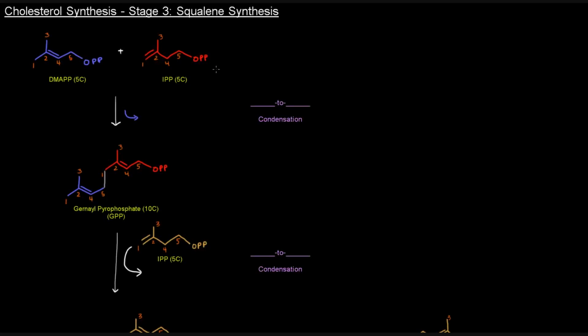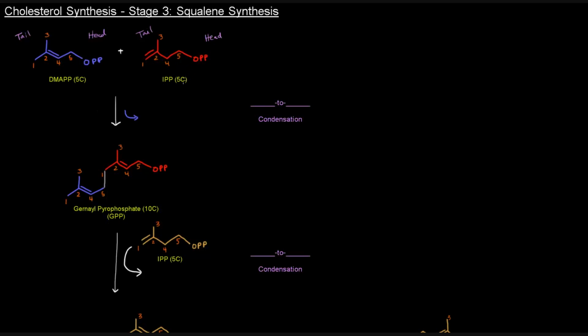In the last video we saw that we made IPP and DMAPP, and we're going to have these as our isoprene units that we're going to link together to eventually make squalene. Before I get into the reactions though, I do want to mention that whenever we're talking about one of these molecules, we're going to have a head end and a tail end. We'll call the head end the end that has the pyrophosphate portion. So this here would be the head end, and this would be the tail end of DMAPP, and then IPP, this would be the tail end, and this would be the head end. That's going to be the same for any molecules that we'll see here.